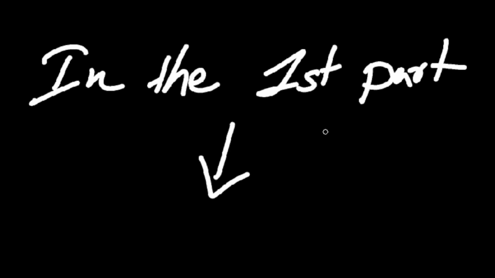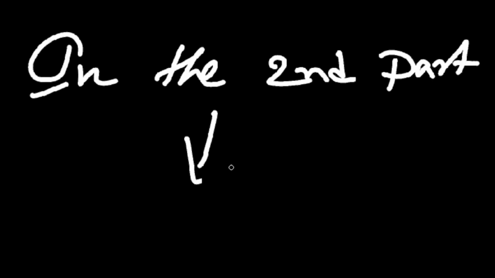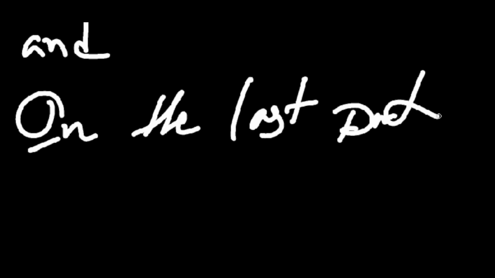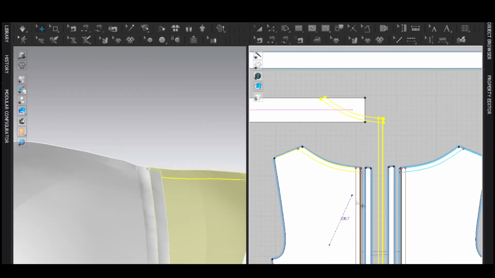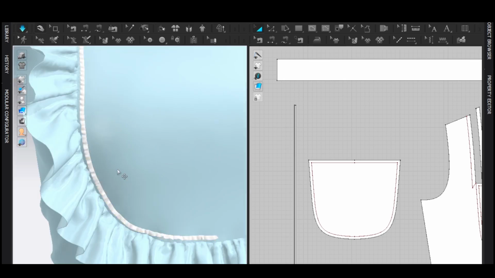In the first part, I'm going to be talking about the top half of the dress. In the second part, I will talk about the lower part of the dress. And in the last part, I will be talking about some details and some tips and tricks. Yeah, this is going to be really fun.